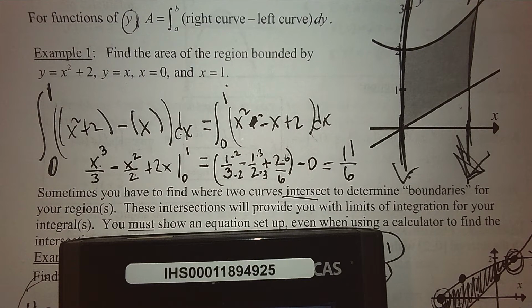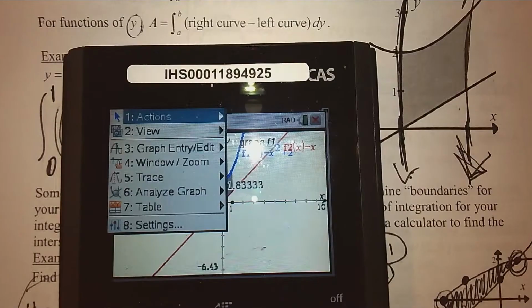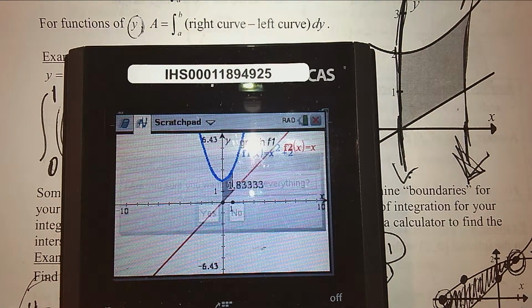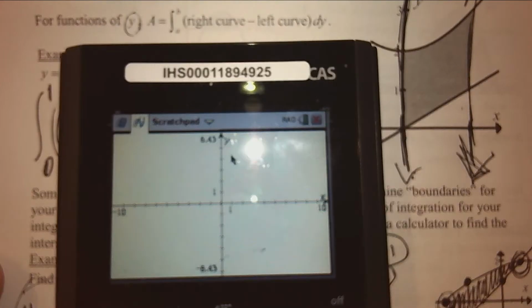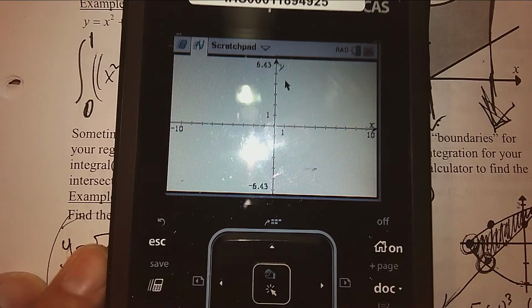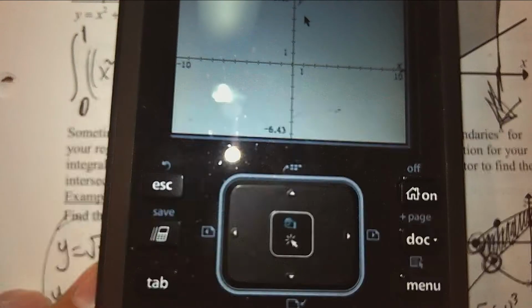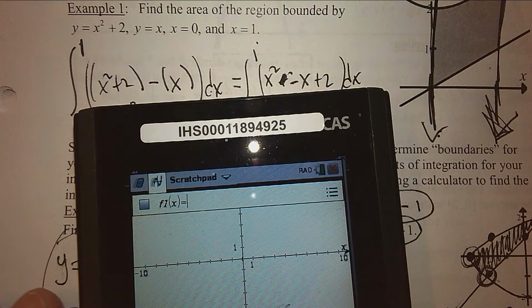If you ever want to know a quick way to clear what you have, press Menu, go to Actions, and then Delete All, and you'll have to press Enter to say, yep, delete everything. That way you can clear everything up. To start an equation, once you're there, press the Tab button. So I'm going to press the Tab button, and that allows me to type in the first equation.